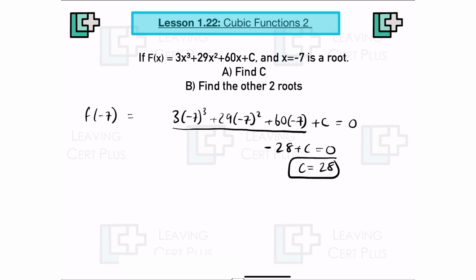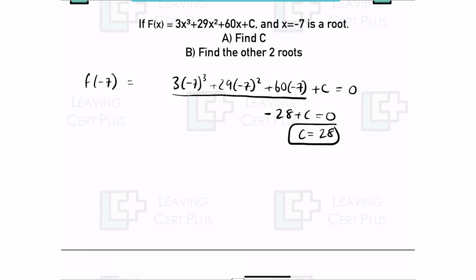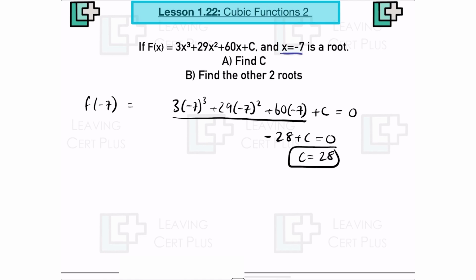So now we've solved the value for c. C is equal to 28. So now we know what f of x is. So f of x is equal to all of that, and then you have a 28 at the end. Also what we know is that x minus 7 is a root. So we could say that given x is equal to minus 7 is a root, we could say that x plus 7 is a factor. So now we've got a factor, and we've also got the completed function, given that c is equal to 28.